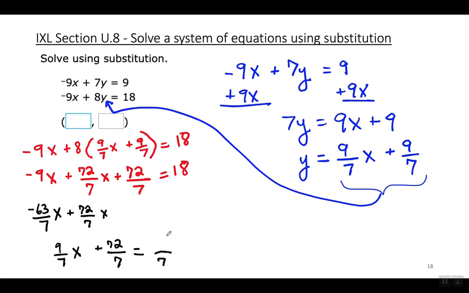So what number divided by 7 equals 18? To find that out, just multiply 18 by 7. 18 times 7 is going to give you 136. Wait, did I make a mistake? Let me think. 18 times 7... Yeah, I did make a mistake. I'm sorry, 126, 126.